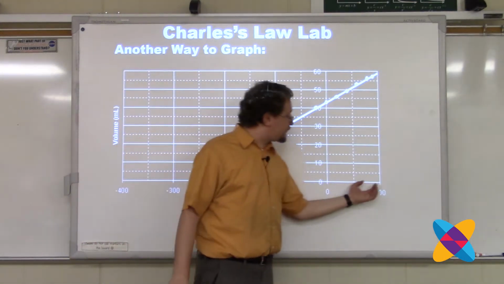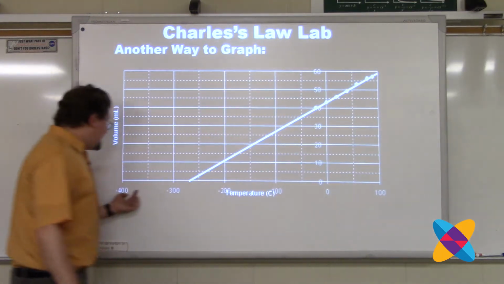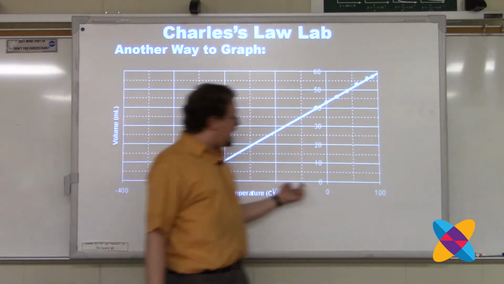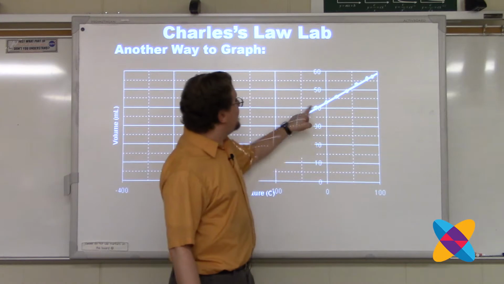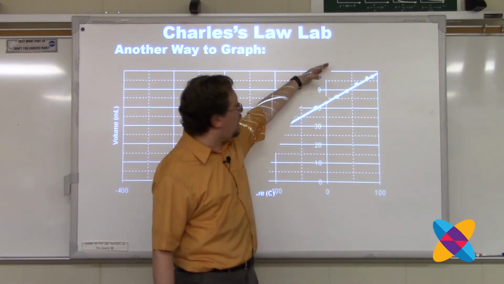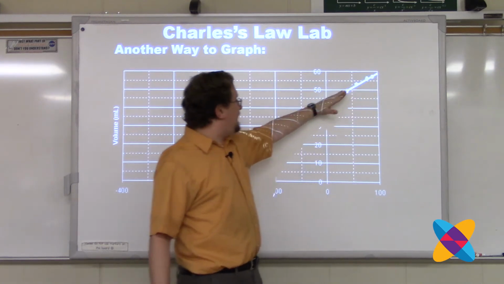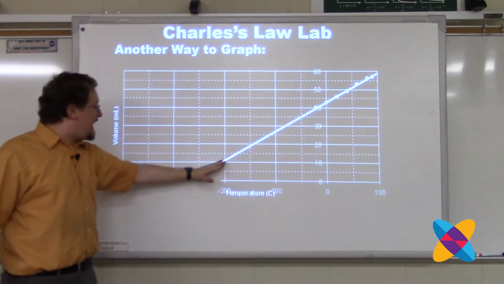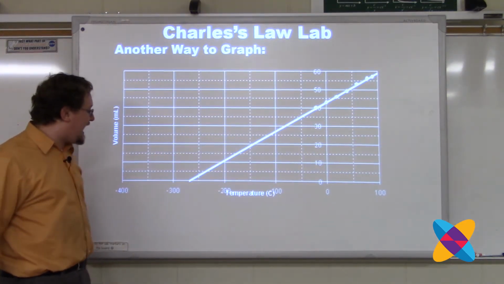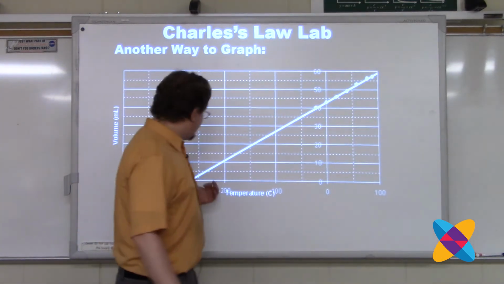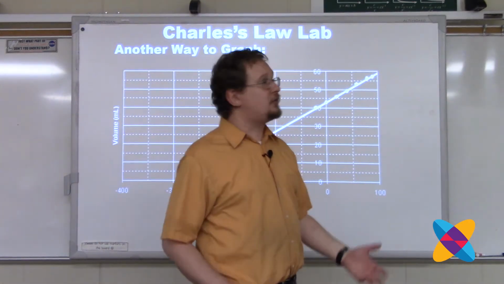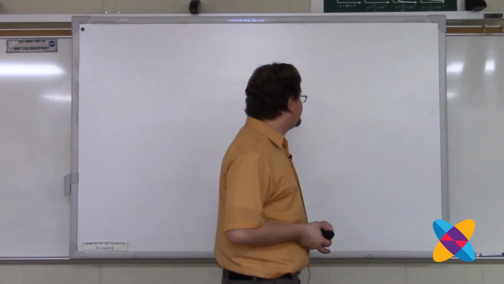Here's another way. I give my students a graph that goes from -400 degrees Celsius up to 100 degrees Celsius. They plot their points, and it goes from 0 volume to 60 milliliters volume. They plot their points, and they draw a best fit line, and they just extend that line all the way back to where it reaches the axis. And if they do it correctly, it should hit at -273. Try it with your students. I think it's a really good lab.